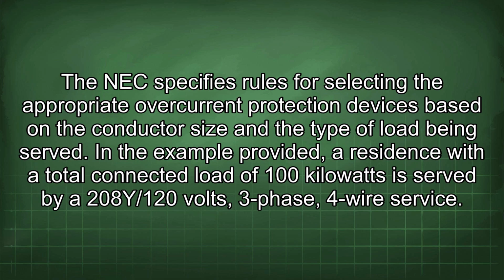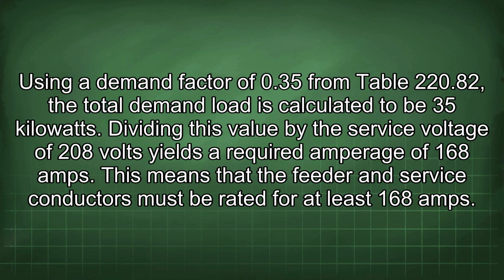of load being served. In the example provided, a residence with a total connected load of 100 kilowatts is served by a 208Y/120 volts 3-phase 4-wire service. Using a demand factor of 0.35 from table 220.82, the total demand load is calculated to be 35 kilowatts.